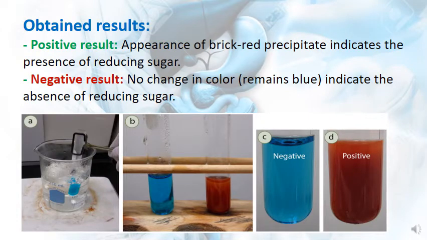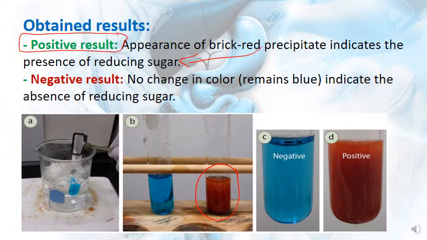Obtained results. We have a positive result and we have a negative result. From now on, keep it in your mind: whenever we have positive, it means that we have the substance. If it's negative, we don't have the substance. The positive result with the Fehling test is the appearance of a brick red precipitate, as shown in this figure. The appearance of the brick red precipitate indicates the presence of reducing sugar. So this is called a positive result.